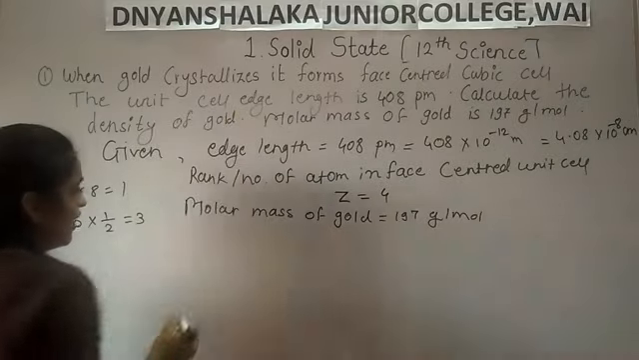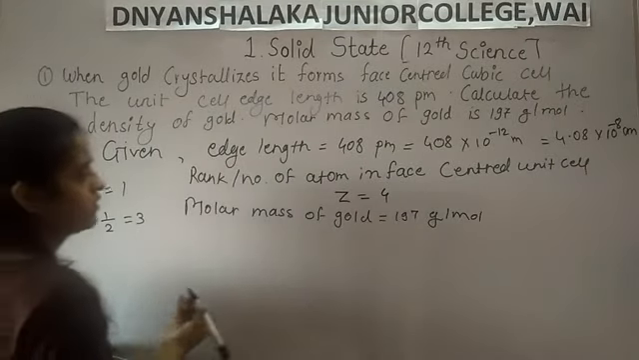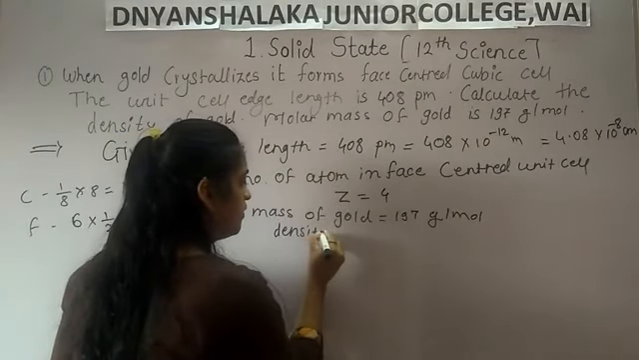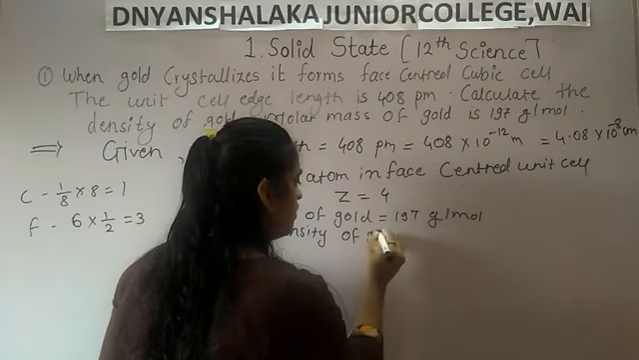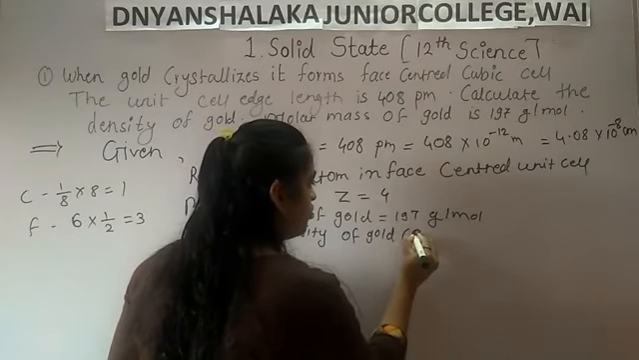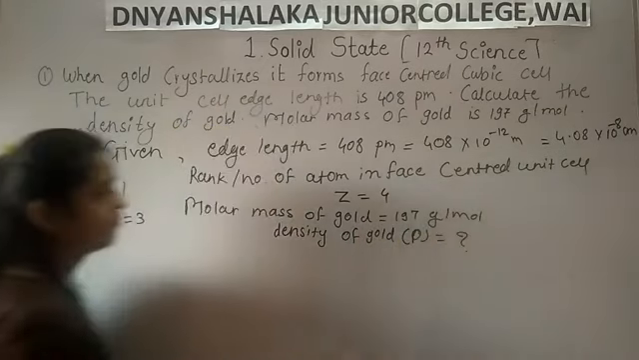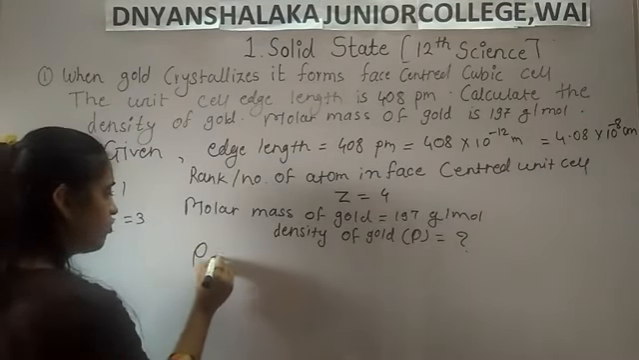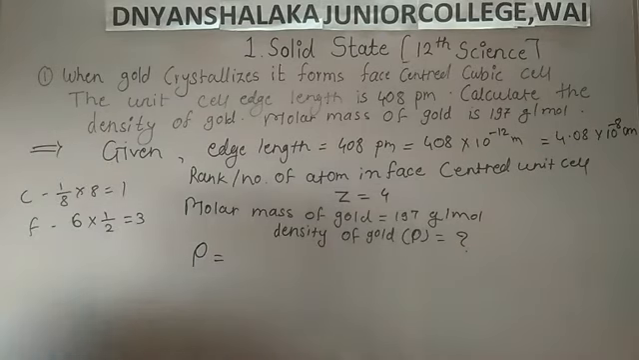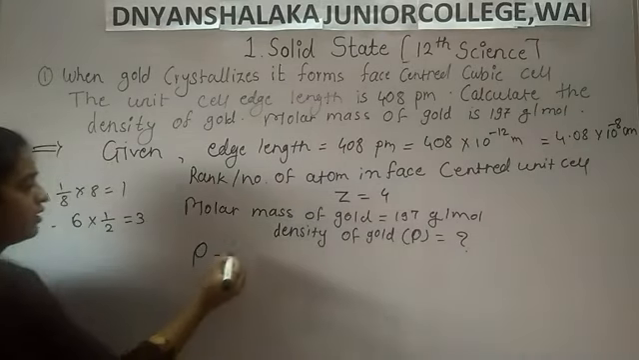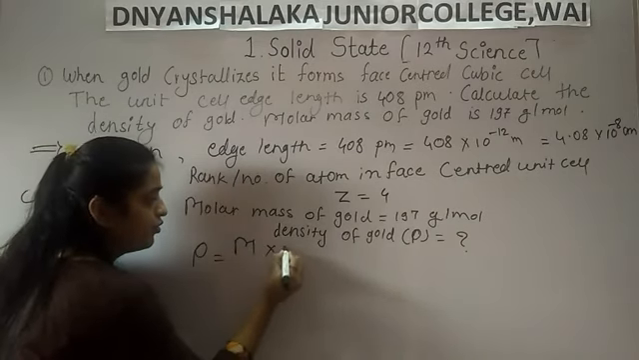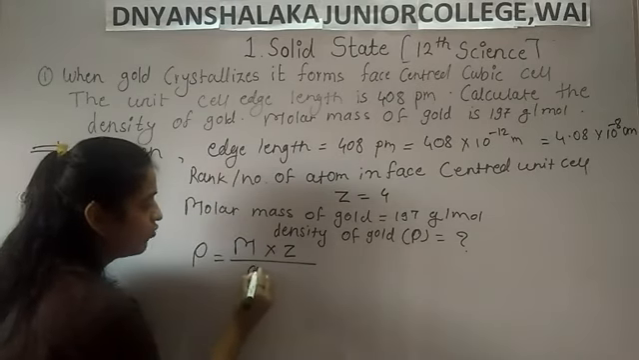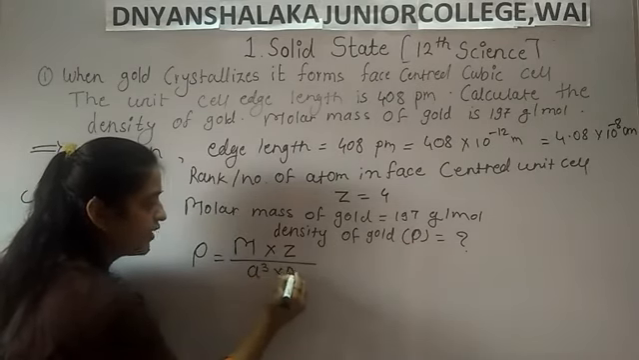So using our formula, we find the density of the substance, that is, the density of gold. Density symbol is rho, which we have to calculate, so we take a question mark. The formula is rho is equal to M, capital M into Z, meaning total number of atoms in the FCC cell, upon volume of unit cell, a cube, into Avogadro number.